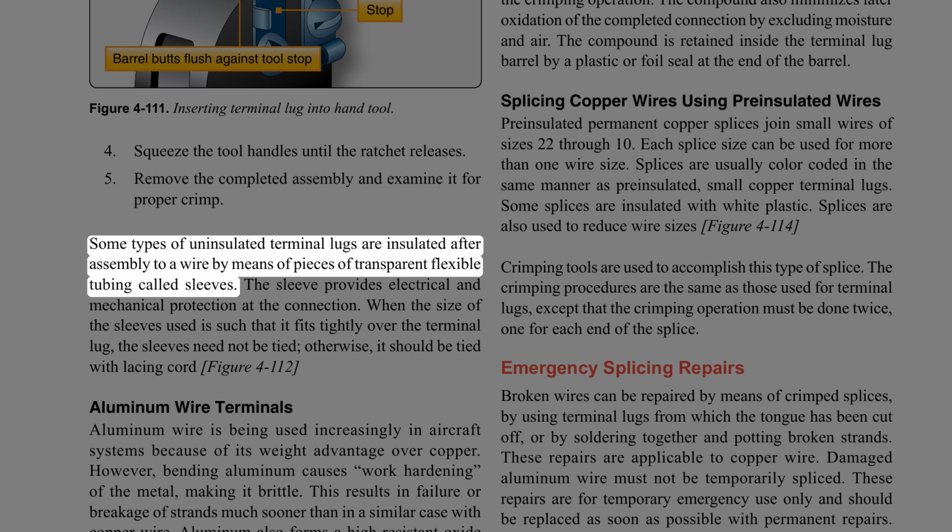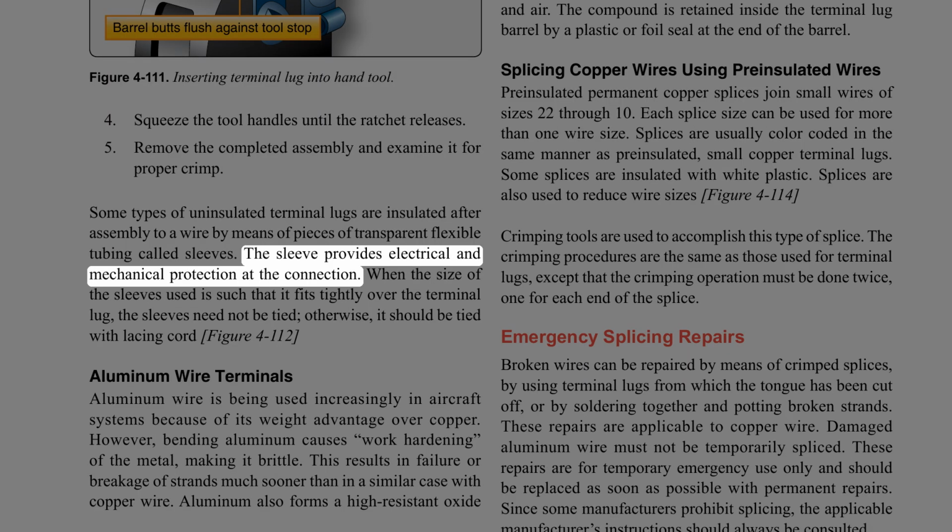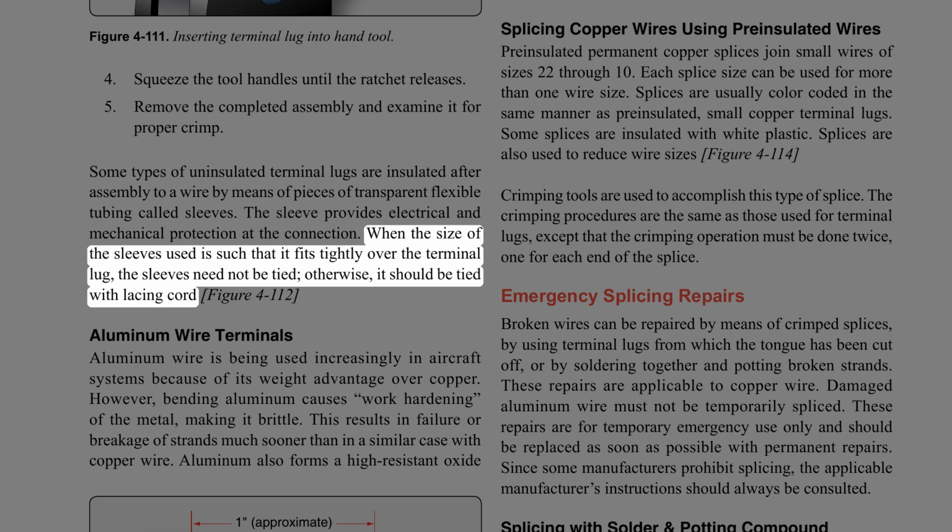Some types of uninsulated terminal lugs are insulated after assembly to a wire by means of pieces of transparent flexible tubing called sleeves. The sleeve provides electrical and mechanical protection at the connection. When the size of the sleeves used is such that it fits tightly over the terminal lug, the sleeves need not be tied; otherwise, it should be tied with lacing cord.